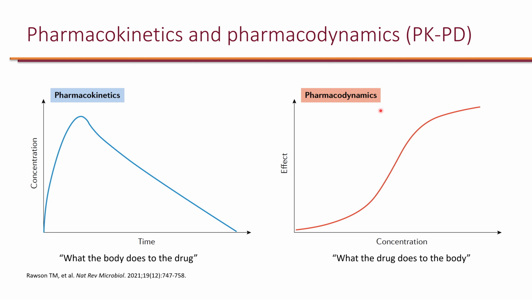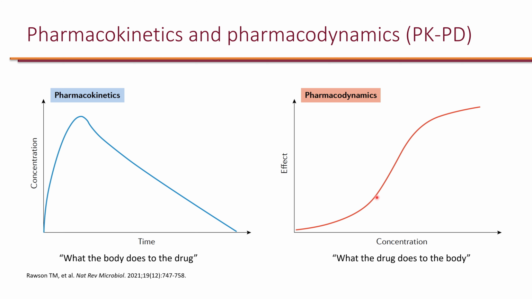So that's pharmacokinetics. And pharmacodynamics is about what the drug does to the body. So essentially you measure the effect. Initially there is no effect. As the drug enters the body, you start to see the effect. And at some point there is a ceiling effect. There's only so much effect you can give, right?